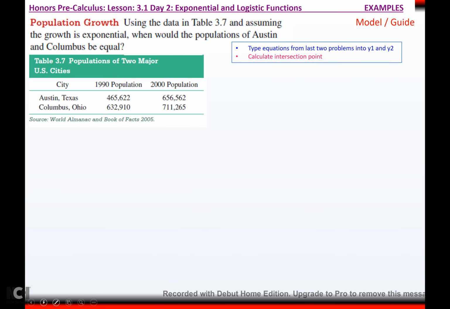Okay, so now it says, assuming the growth is exponential, when would the populations of Austin and Columbus be equal? Well, we already wrote our Austin and Columbus formulas.